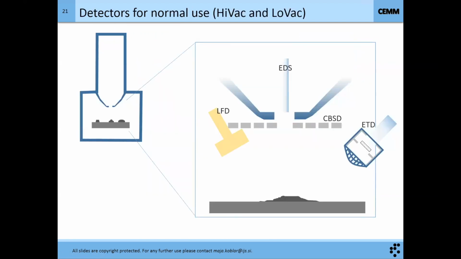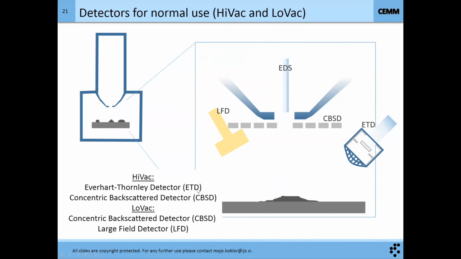Okay, so the detectors that are in the standard operation are the large field detector, the concentric backscatter detector, the Everhart-Thornley detector, and the EDS detector. This means that you can use the SEM, the Quanta, in the high vac and in the low vac, so for conductive and non-conductive samples.